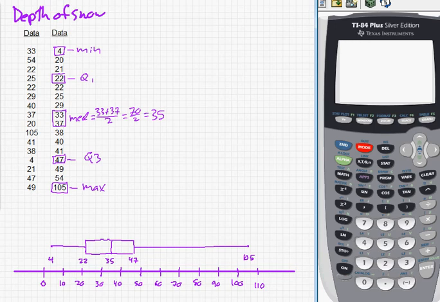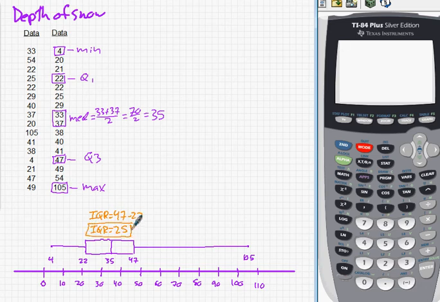Now what we're going to need is the interquartile range, which is going to be 47 minus 22. So our interquartile range turns out to be 25.